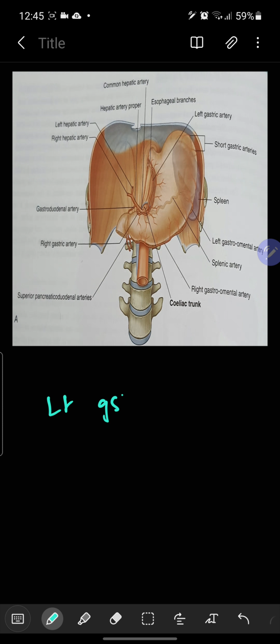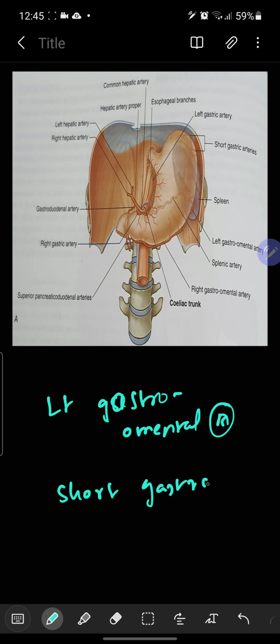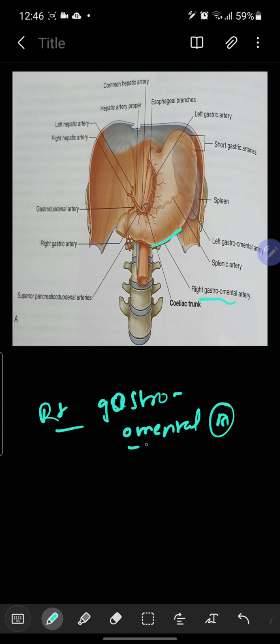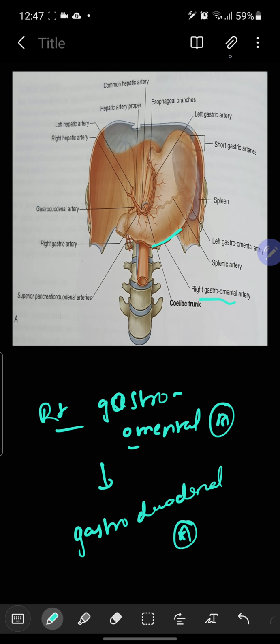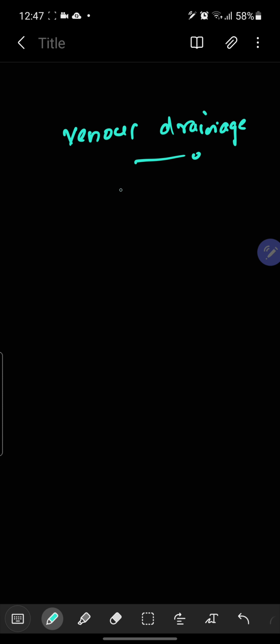The left gastro-omental artery and short gastric artery. So this is the left gastro-omental artery, and here is a short gastric artery. It is a branch from splenic artery. The right gastro-omental artery, here you can see the right gastro-omental artery. It is a branch from gastroduodenal artery.